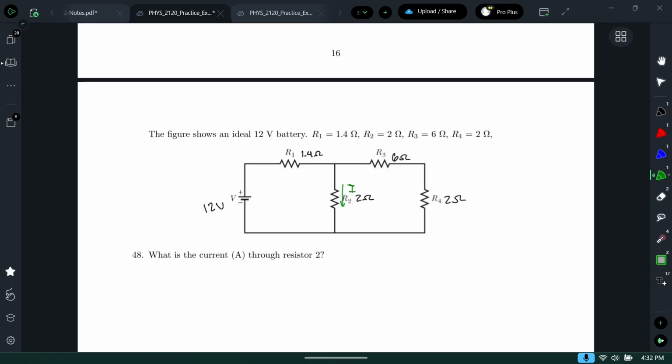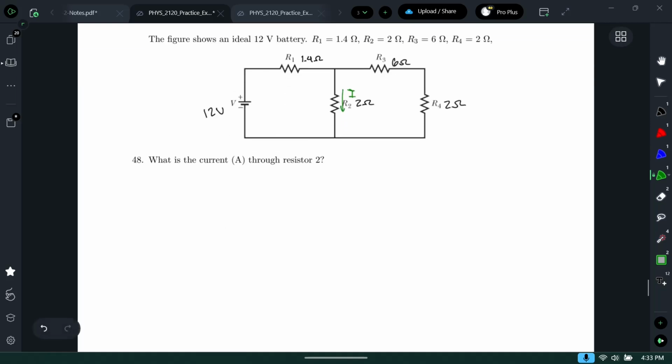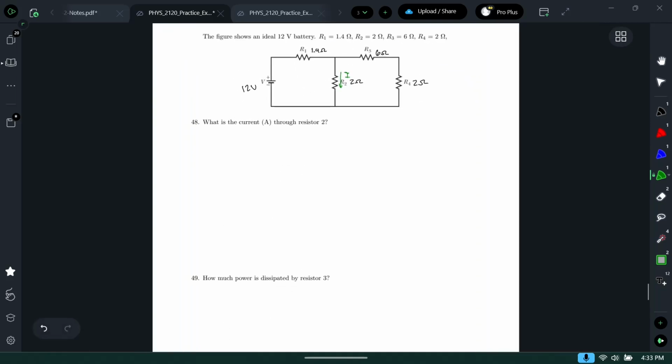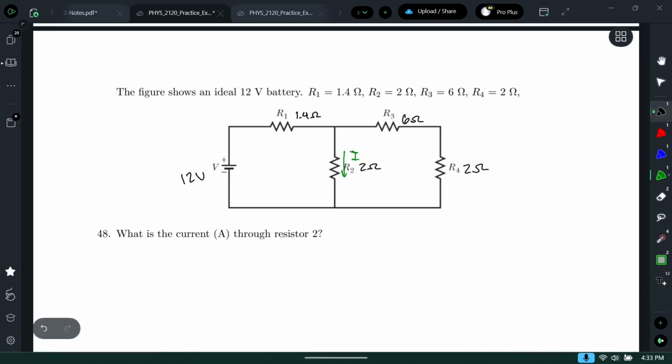Now that I've read that, I'm going to forget that immediately because it doesn't matter. I'm going to just start doing the process and eventually that'll fall out. Same with how much power is dissipated by resistor 3. If I know everything there is to know about the circuit, then I don't have to worry about how to find anything because I already did it all. I would first look for series and parallel.